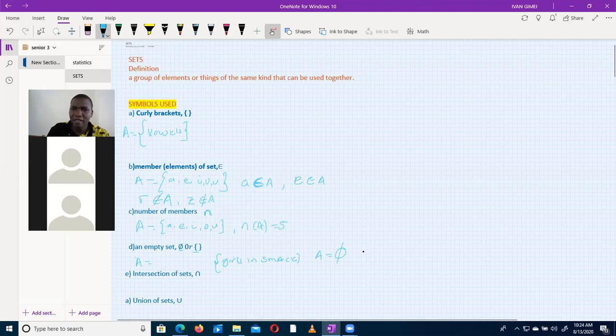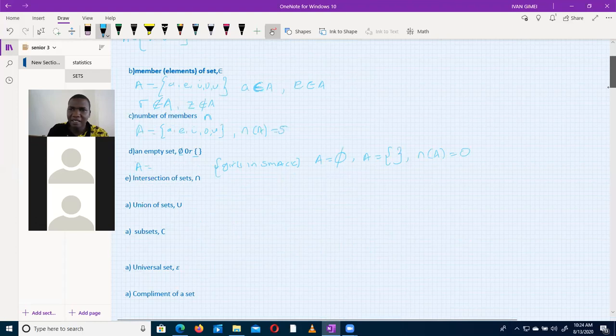Or we can say A is an empty set by writing it like this: a set with nothing put in it. A is an empty set. So that's how we write an empty set. And the number of elements in A will be 0, because we don't have female students in SMARC. So that is the other thing.